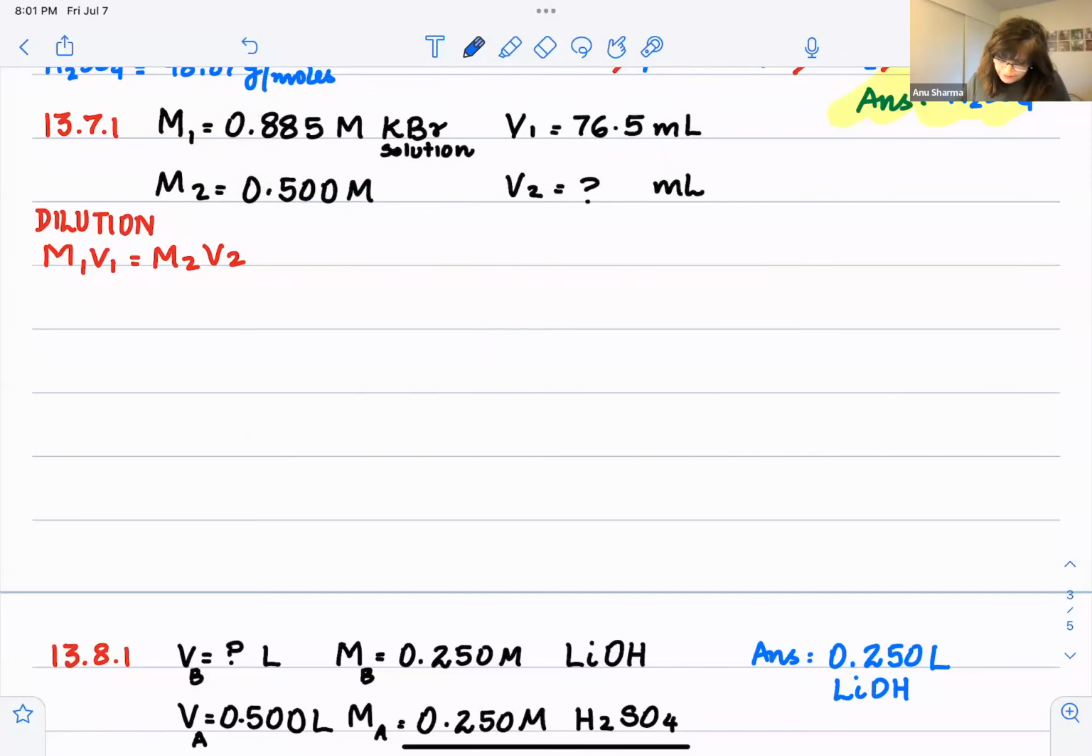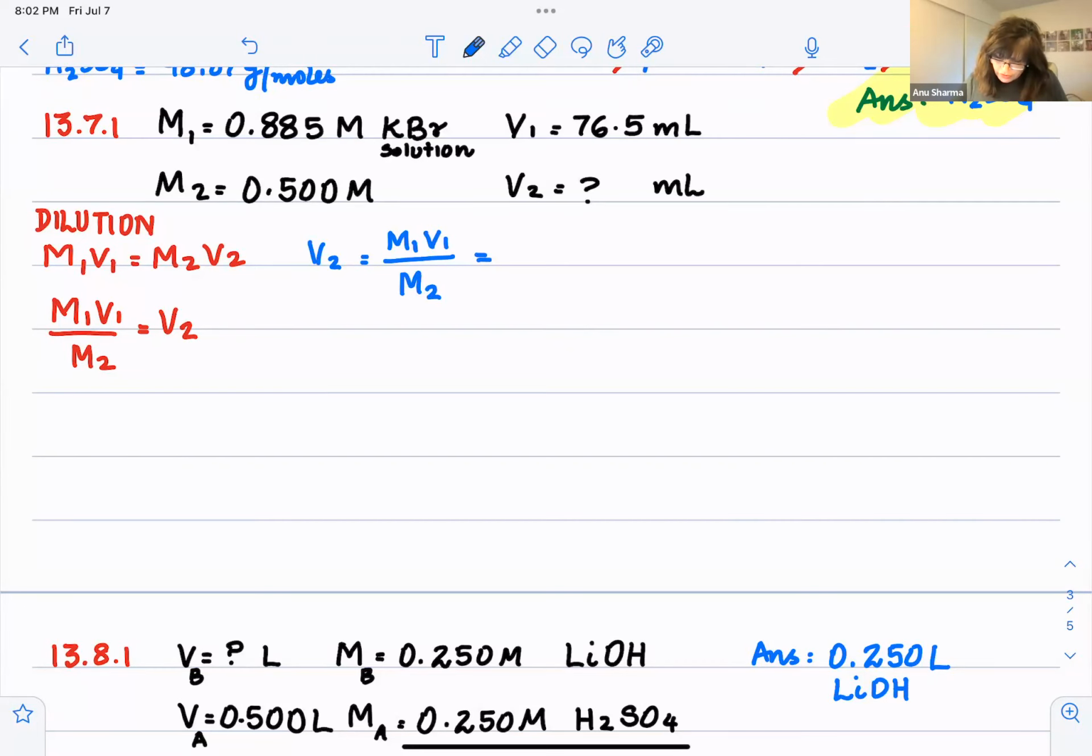So here's the dilution. In this case, we need to find V2. Set this problem up: we are given milliliters and molarities, so the units are all the same. So M1 V1 over M2 is equal to V2. So V2 is equal to M1 V1 over M2. So just put in the numbers here.